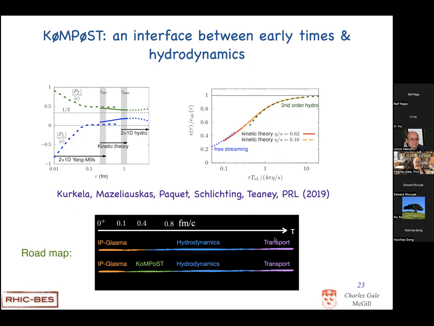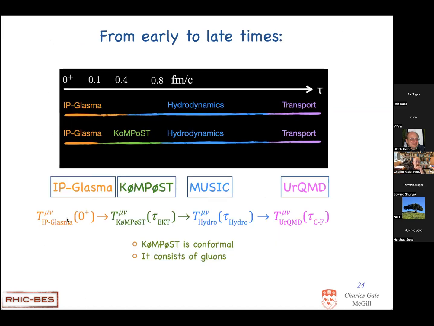So the story that was done by our group was to say, well, let's look at two scenarios. Let's look at the standard scenario, where you have IP plasma in the initial state, followed by hydrodynamics, followed by transport. Compare this with the one I just told you about: IP plasma, compost, hydro, and transport. Another way of saying it: you take the T mu nu from IP plasma, give it to compost, give it to hydro, and then give it to URQMD.